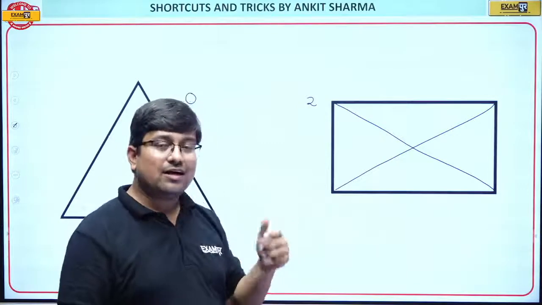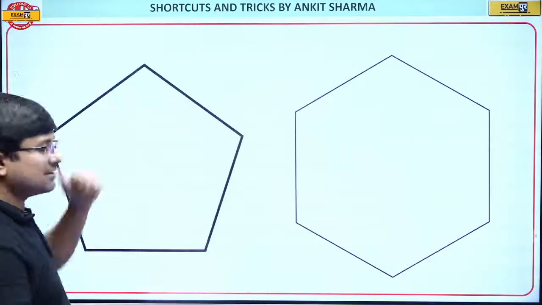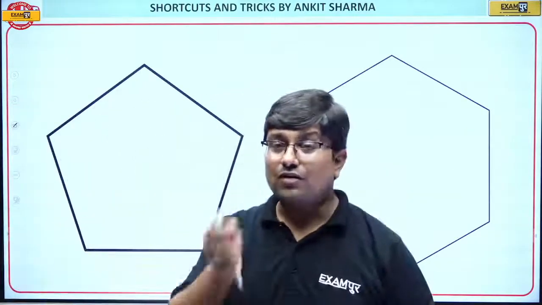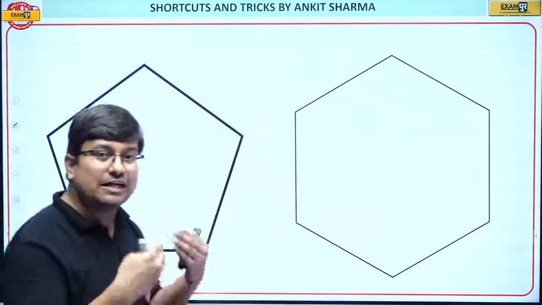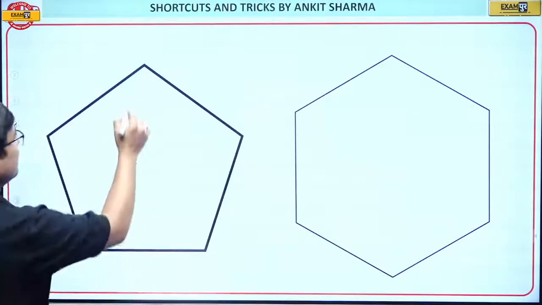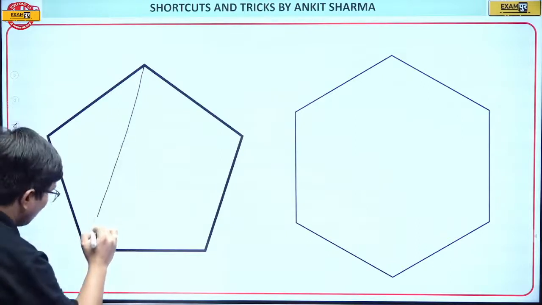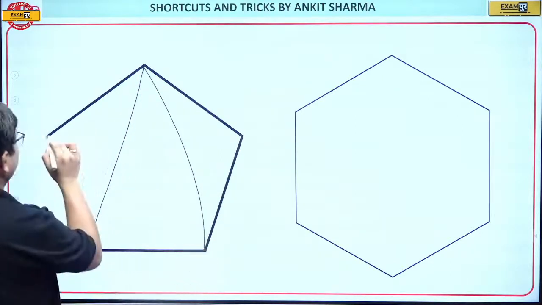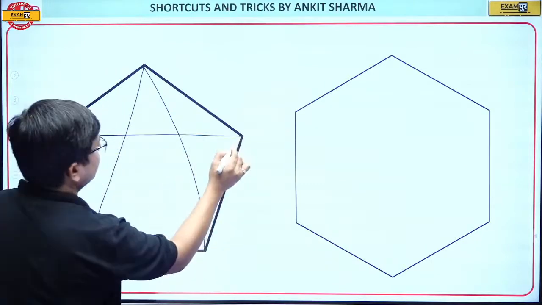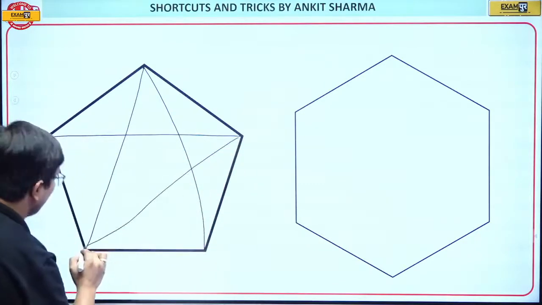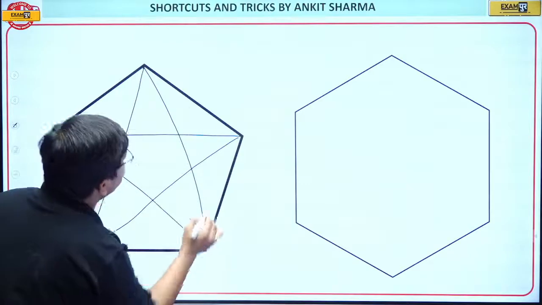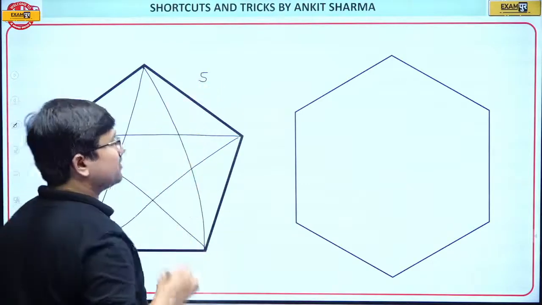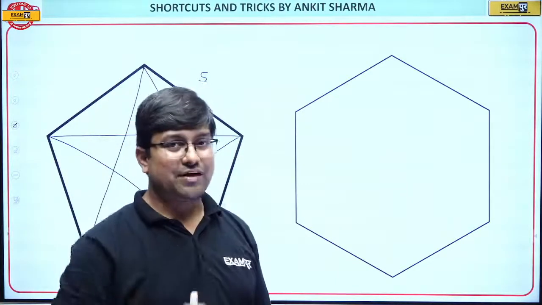Now if I take a geometrical structure with 5 sides, that is the pentagon, what will be the number of diagonals? Obviously it will increase, but how much will it become? Let us do the counting. It's 1, 2, 3, 4, and 5. So the number of diagonals in a pentagon is 5.